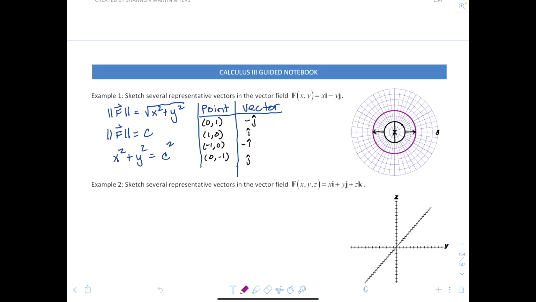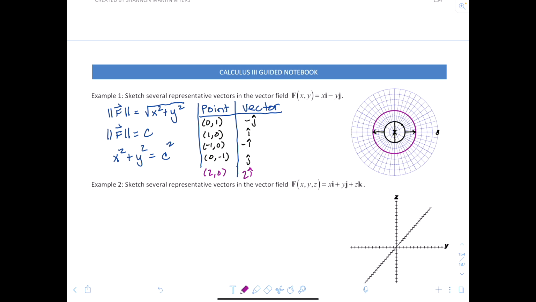So let's just do a couple. What if you were on the next circle, right? What was that one that I did? That had a radius of 2. And so you'd have an ordered pair at 2, 0, right? And so the magnitude of that's going to be 2 now, right? And so if you're at 2, 0, your magnitude's going to be 2. You're going to have 2i as your vector, right?